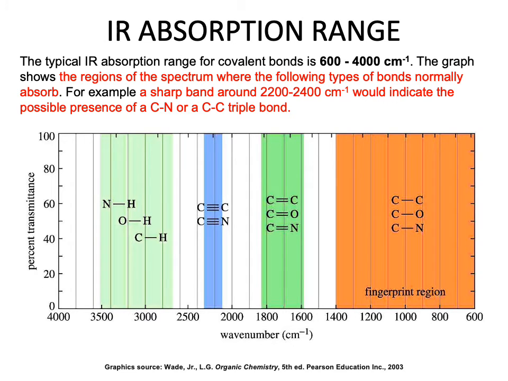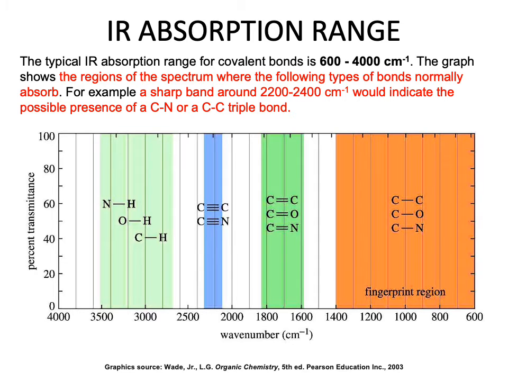So here is this schematic of absorption of the groups, the region of the spectrum where the following types of bonds normally absorb. A sharp band around 2200 to 2400 would be indicating a possible presence of the CN or CC triple bond. And as you see, between 600 to 1400, you have the single bonds of the CC and CO and CN. Between 1600 to 1830, you have double bonds of the CC and CO and CN.